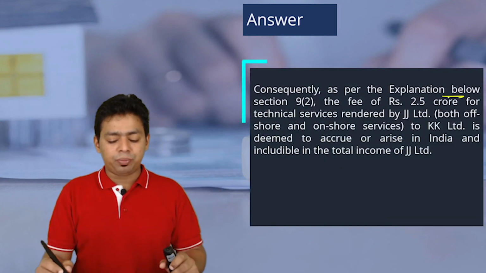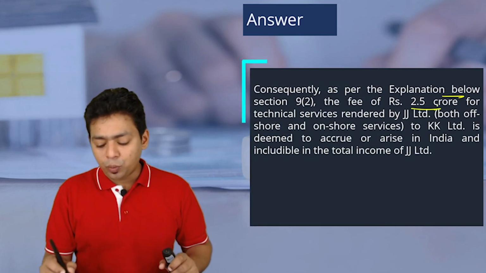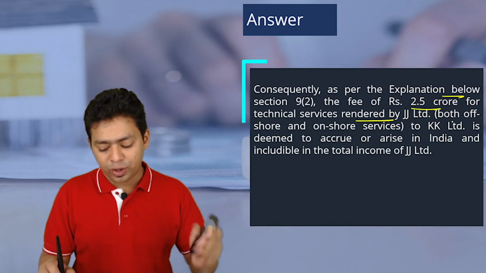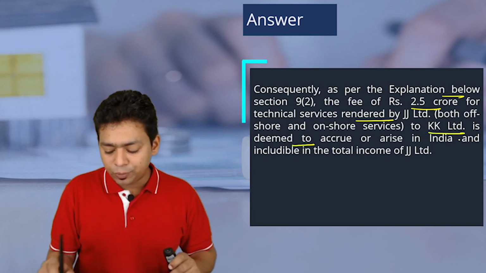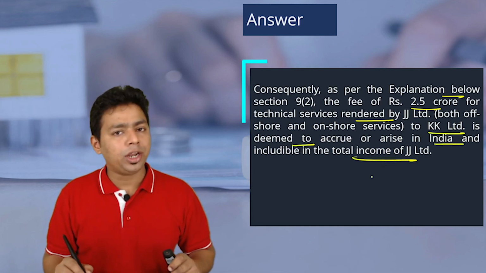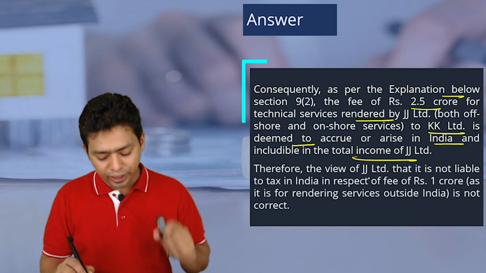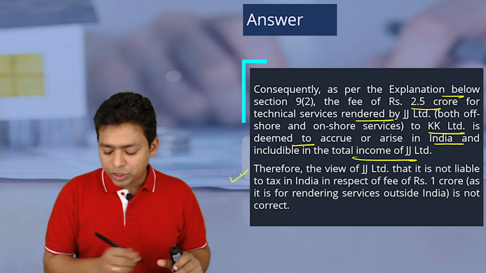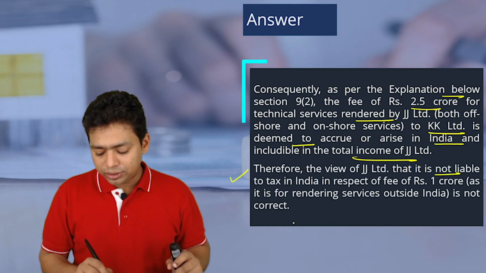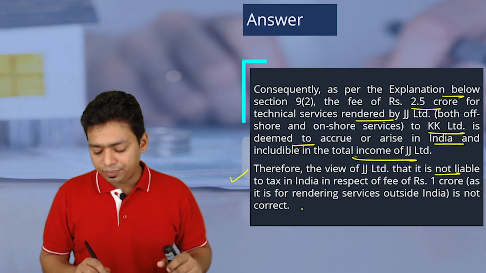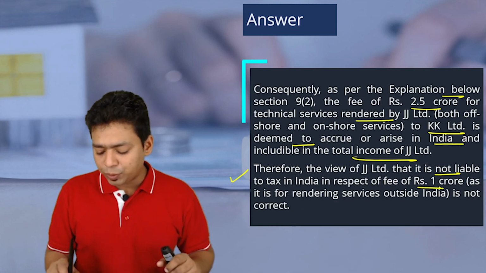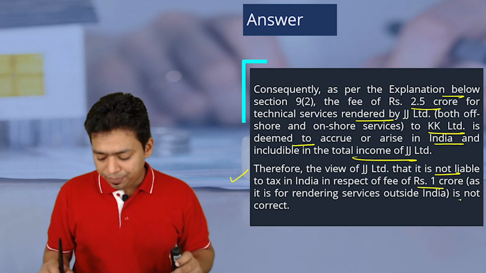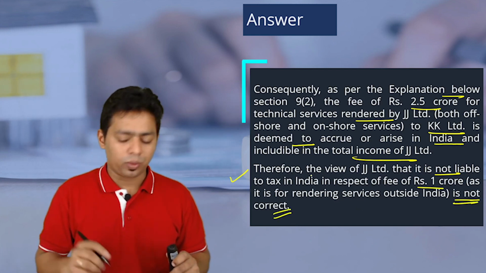Consequently, as per the explanation below section 9(2), a fee of 2.5 crore for technical service rendered by JJ Limited, both offshore and onshore, to KK Limited is deemed to accrue in India and includable in the total income of JJ, and JJ Limited is liable to pay tax and KK Limited is liable to deduct the TDS. Therefore, the view of JJ Limited that it is not liable to tax in India in respect of a fee of 1 crore because services are rendered outside India is not correct as per income tax law.